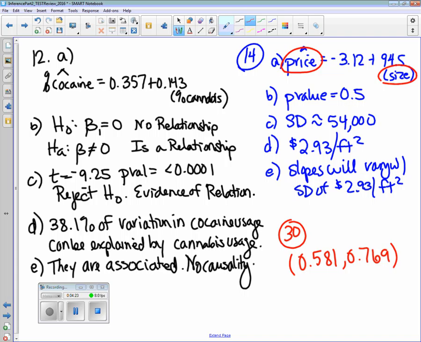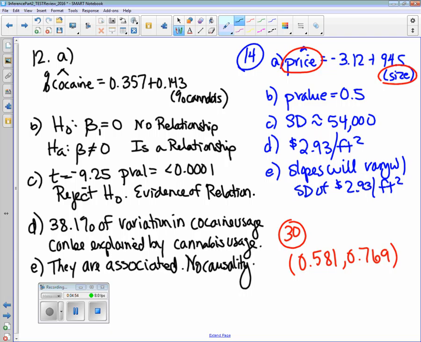I'd like to do one of 11 through 14. I don't care which one. So you guys tell me which one looks like the one you'd like to go over. I heard 12, I heard 14. We're going to do 30 for sure. 11 through 14. 12? Okay, let's do 12. I want to make sure we're looking at a hypothesis test, and then we'll do 30. Okay? Fair enough?